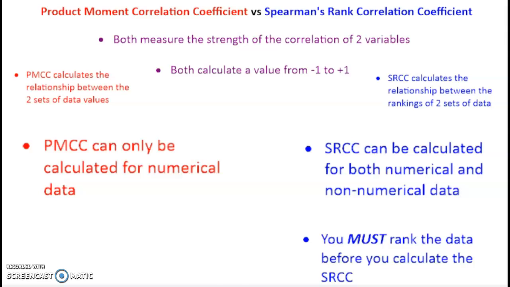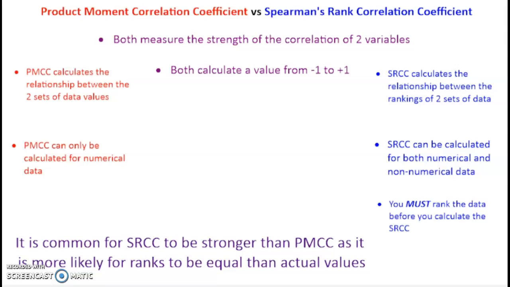And finally, it's often found that the SRCC value, the Spearman's rank value, has a stronger correlation, either positive or negative. It's normally stronger than the PMCC value. And that's because it's more likely for the ranks to be equal than the actual values themselves. So the values can be much further apart from one another, whereas the ranks will always be 1 or 1.5 apart. So it doesn't make it wrong, but it does usually mean that the PMCC is more accurate than the SRCC. So I'd definitely write that point down as well.